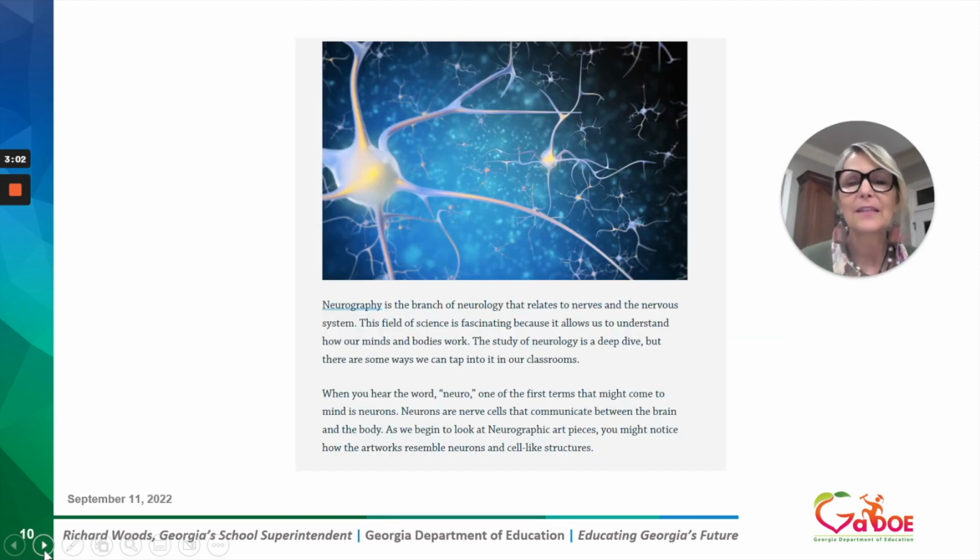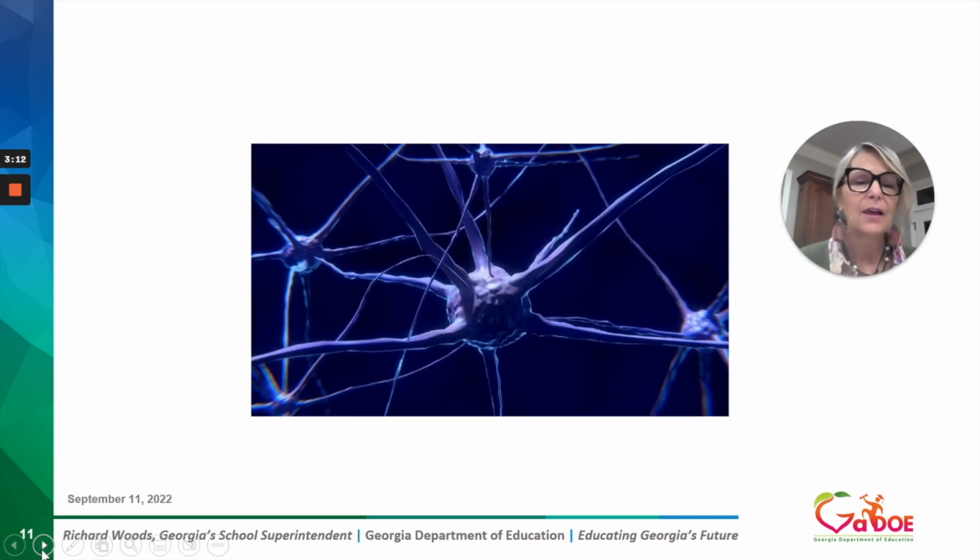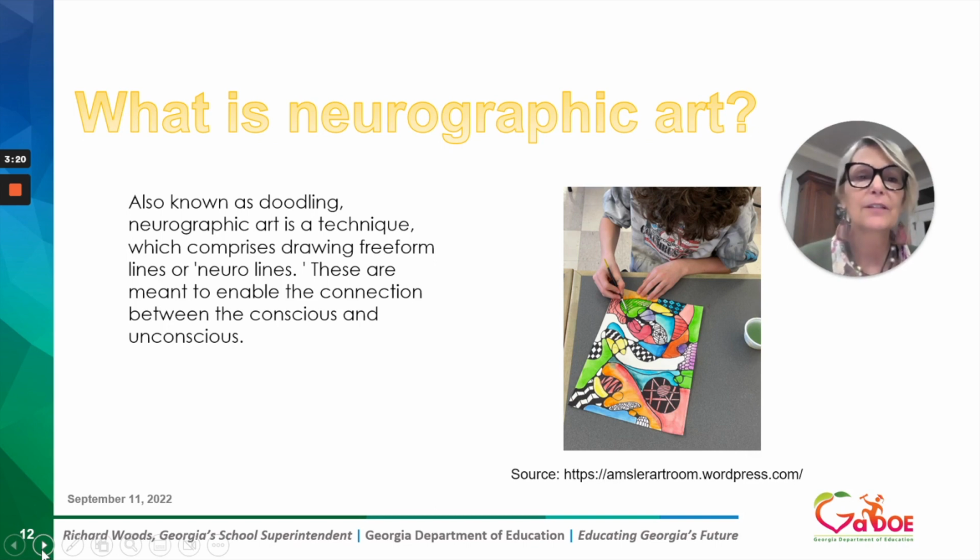The whole premise is that it relates to the nerves and the nervous system. So the diagrams of the nervous system look something like this. And what folks have done is they've taken these images that you see right here, these scientific images, and now we are converting them into art. And really, it's doodling. It's a technique where you're drawing freeform lines and just enabling that conscious and unconscious mind. So it kind of gets them in a relaxed state as they create the basis for their artwork.